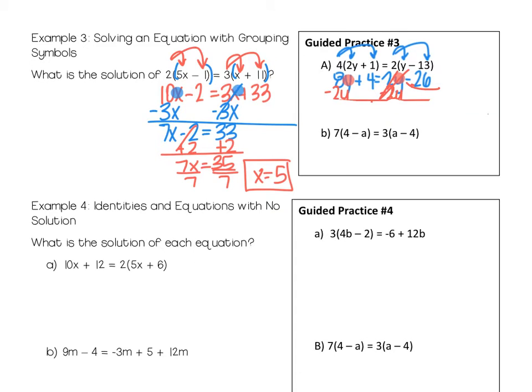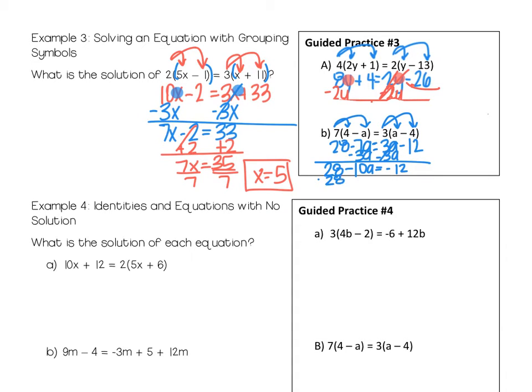Okay, B, you're going to have to distribute because you have the grouping symbols, and you can't add within the grouping symbols. So I get 28 minus 7a equals 3a minus 12. You have two different a's, so I need to move them. They're on opposite sides, so I'm going to have to do the opposite to move them, and I get 28 minus 10a equals negative 12.